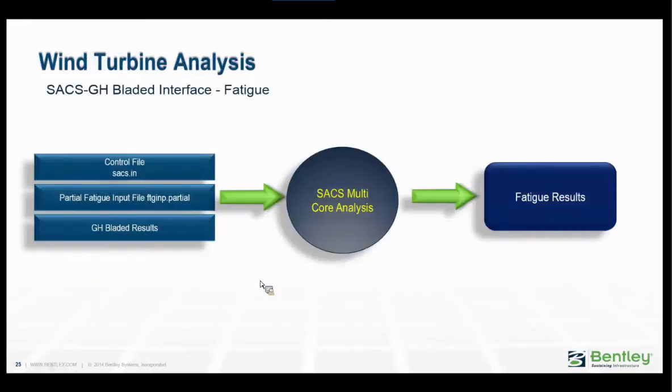And again, the process is very similar to what I showed you for the uncoupled process. In this case, the user will supply that SACS.in file that's generated by GH Bladed, a partial fatigue input file described below, and the GH Bladed results. SACS will then conduct a multi-core post-processing analysis, and then output the fatigue results in this case.